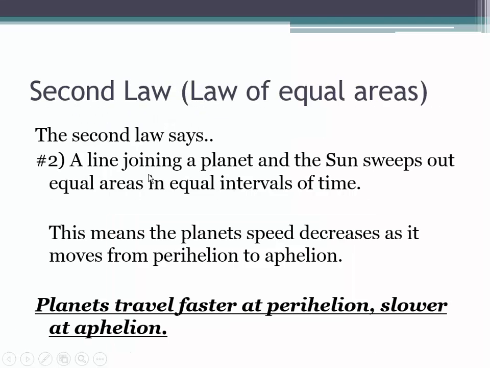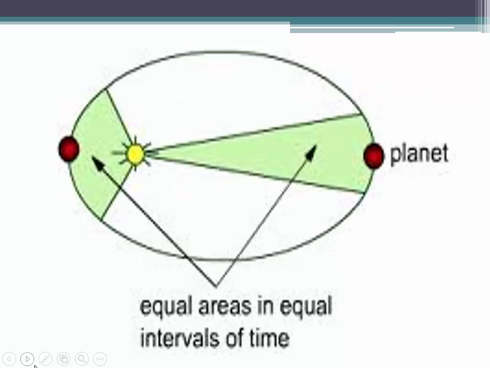So the second law, a way to talk about the second law is to say the law of equal area. The second law says a line joining a planet and the sun sweeps out equal areas in equal time. This means that planets travel faster at perihelion and slower at aphelion. They travel faster when they're closer to the sun, and slightly slower when they're farther away.